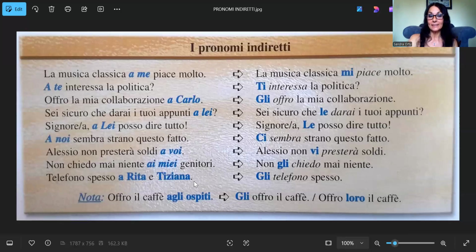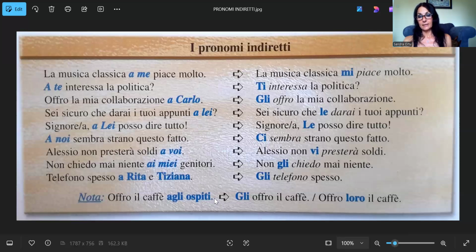Telefono spesso a Rita e Tiziana. I quite often call Rita and Tiziana. Not other friends, but Rita e Tiziana definitely quite often. Or gli telefono spesso, I call them quite often. So here you are specifying who you call, and here whoever it is, it could still be them. So you're specifying the fact that you call them often, not that you call them but not others.